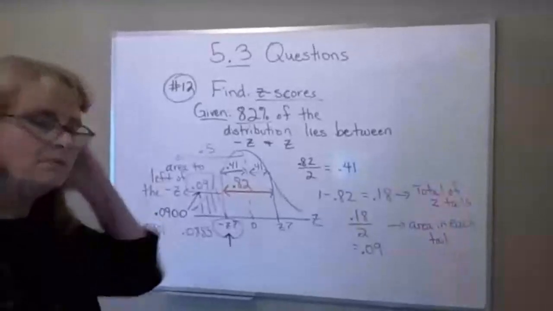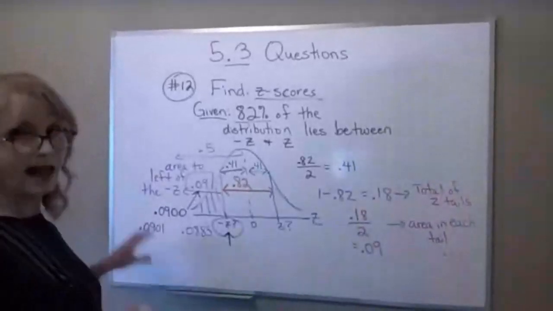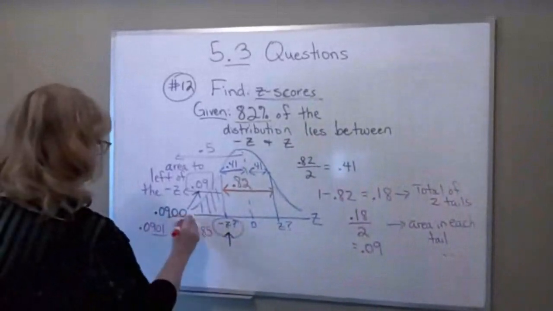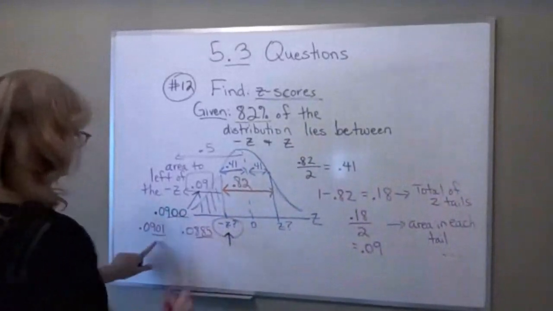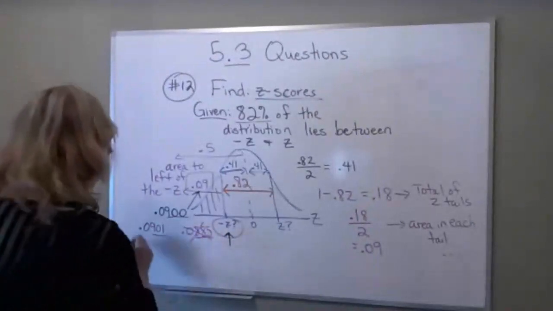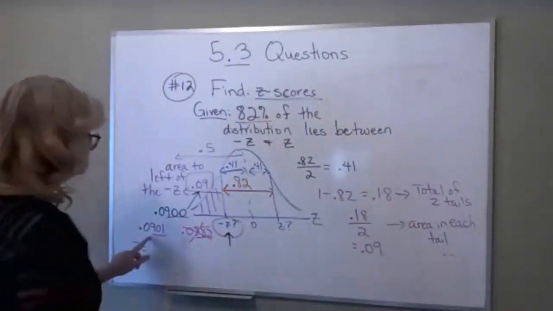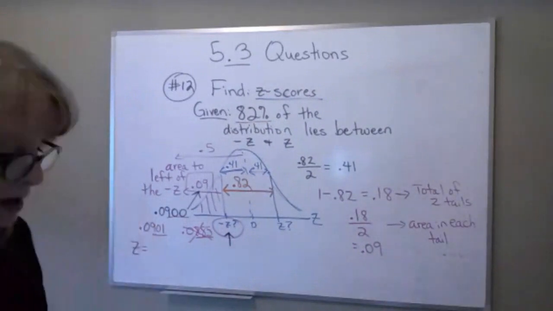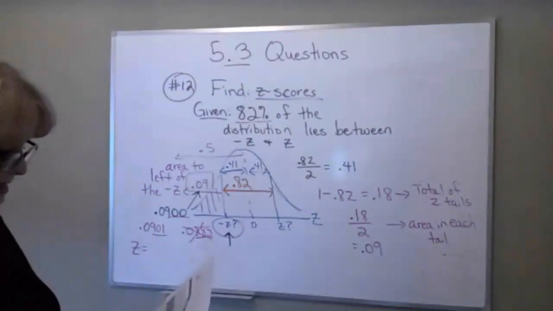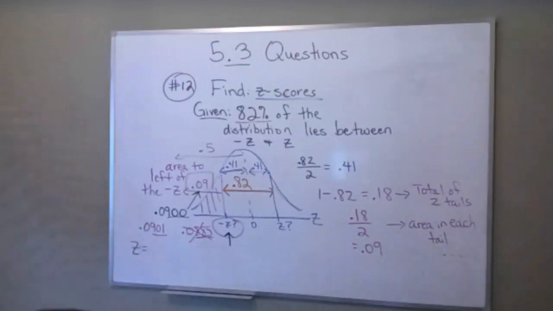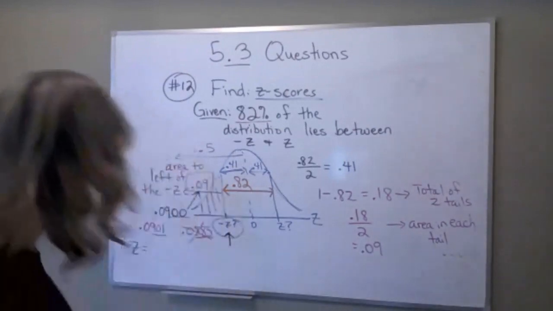Always write down both of the numbers you found and then determine which one is closer. I think it's pretty obvious. If you look at that 900, 901 is closer than this, so I'm not going to use that one. So what I want is the z-score that goes with the 0.0901. So I look to the left and up, and that one was negative. The z-score was negative 1.34. It has that area to the left.